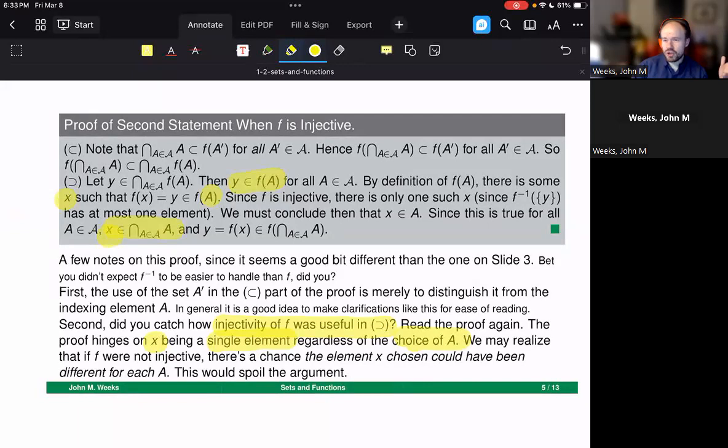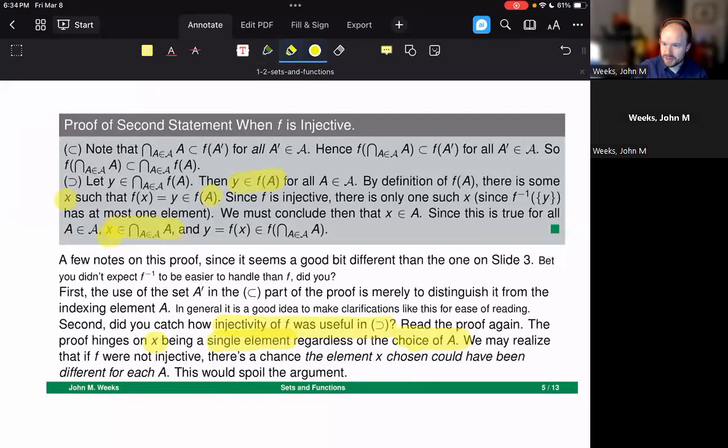And remember, I can't just choose one of the X because that X could live in A prime, but it might not live in A double prime. So it would not live in the intersection. So there's a chance the element X chosen could have been different for each A set that I was going through. And that would spoil this argument where I need X to be in the intersection.